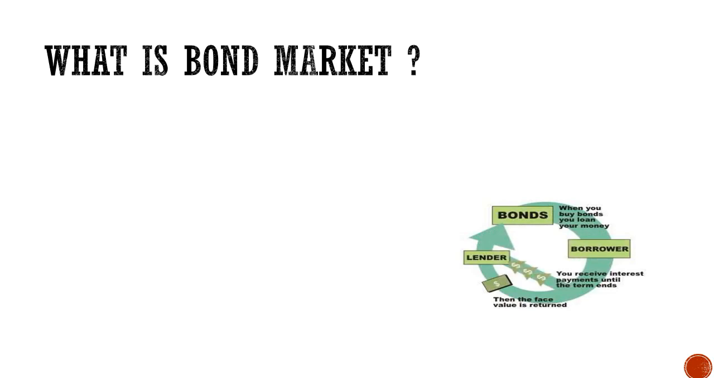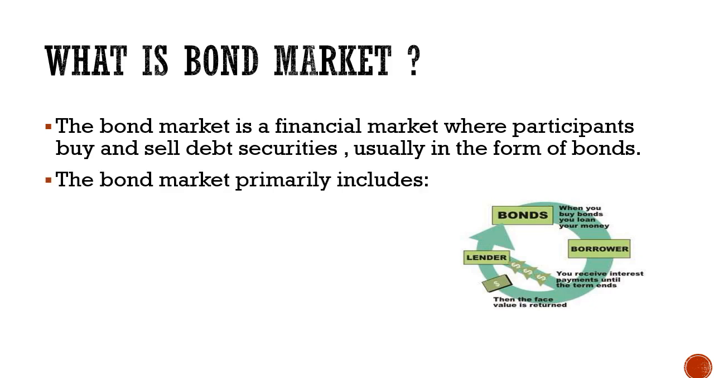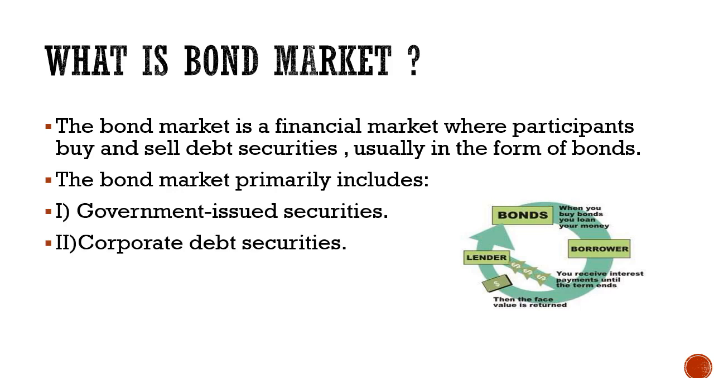Now the very first topic in your module 4 that we need to learn is what is a bond market. The bond market is a financial market where participants buy and sell debt securities, usually in the form of bonds. So it is a financial market where the participants will buy and sell all types of debt securities, usually the bonds. The bond market primarily includes number 1, government issued securities, and second, corporate debt securities.